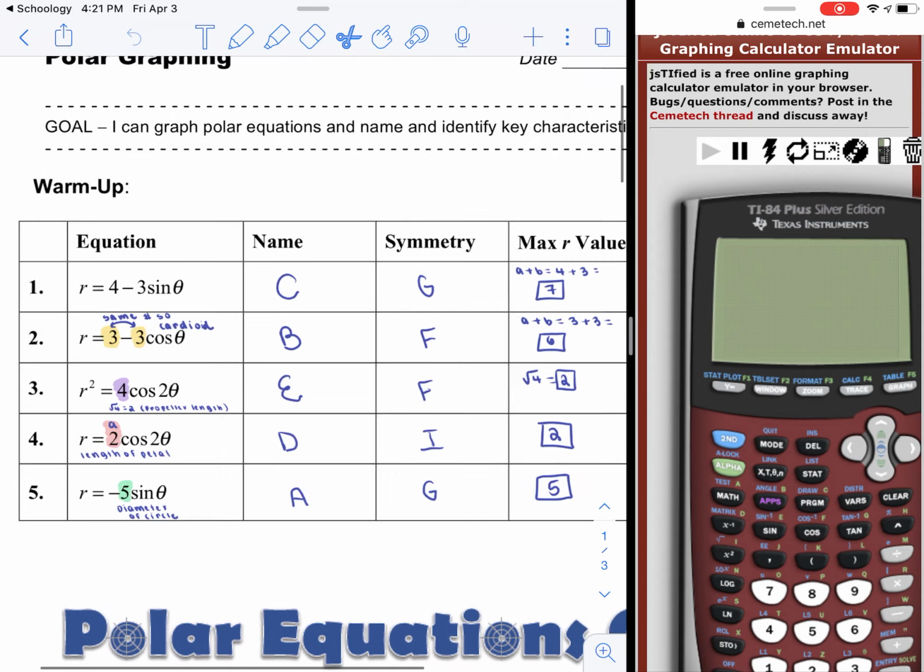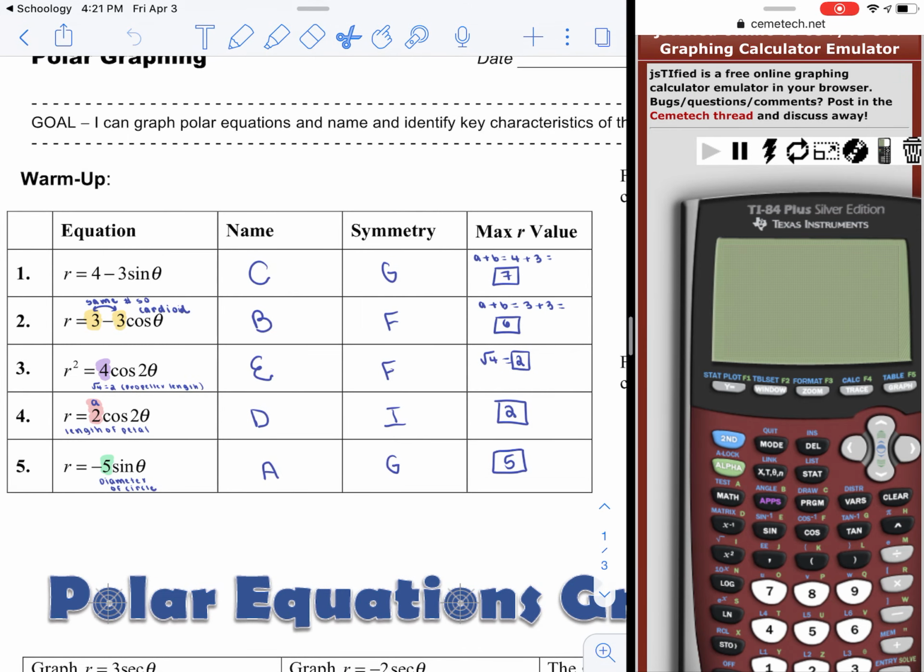All right, for today's warm-up, there were some graphs that I wanted you to look at, and I wanted you to name them based on what you did yesterday, discuss their symmetry, and tell me what the max R value is. Now, obviously, at this point in your understanding, you're using Desmos. You don't know enough about these to know this just from memory. As you work with them more, you do start to memorize different things about them.